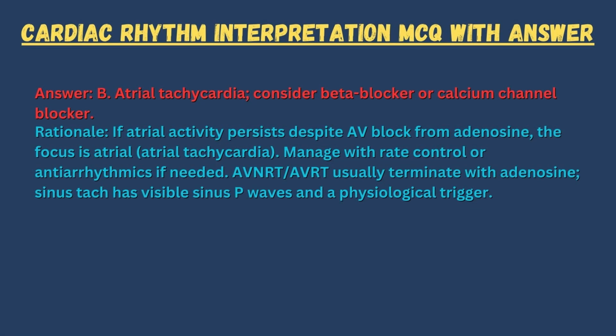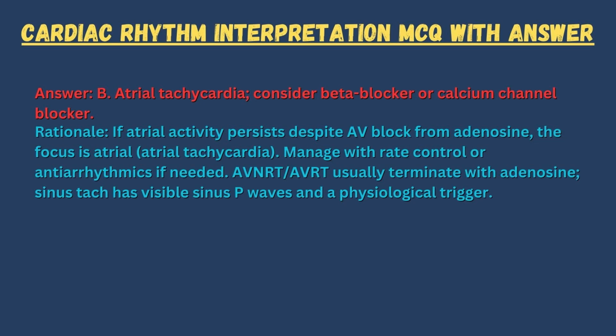Answer B. Atrial tachycardia. Consider beta blocker or calcium channel blocker. Rationale: if atrial activity persists despite AV block from adenosine, the focus is atrial tachycardia. Manage with rate control or antiarrhythmics if needed.